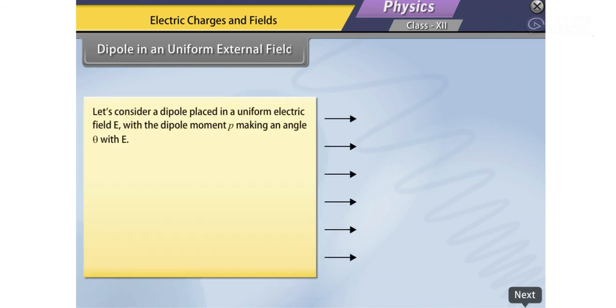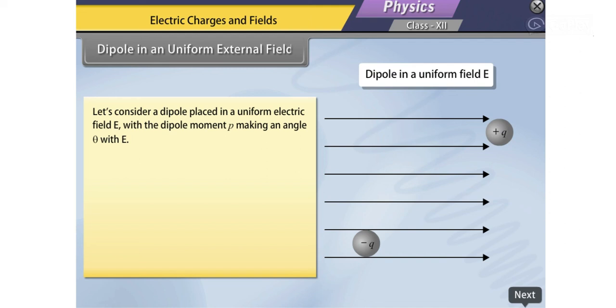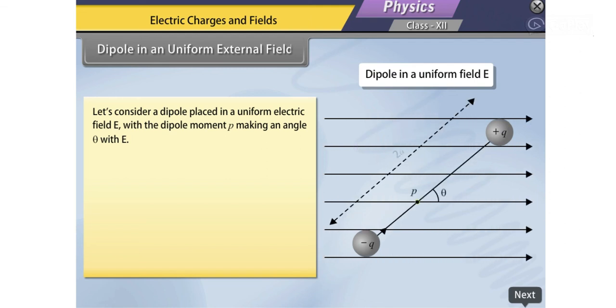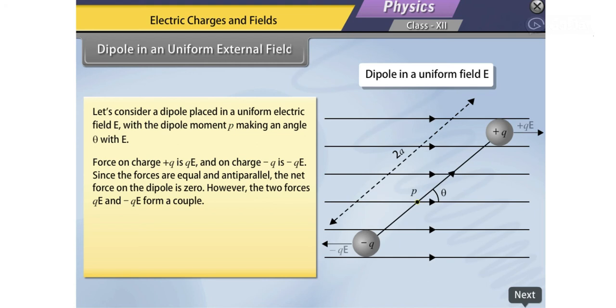Dipole in a uniform external field. Let's consider a dipole placed in a uniform electric field E, with the dipole moment P making an angle theta with E. Force on charge plus Q is QE and on charge minus Q is minus QE. Since the forces are equal and anti-parallel, the net force on the dipole is zero.